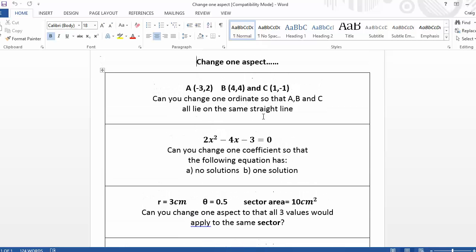And the best way to explain this is just to perhaps look at one. So let's take this first one here. You get 3 coordinates, and the challenge is, can you change one ordinate so that A, B, and C all lie on the same straight line? Now, here's what I like about this. That is such a simple statement, such a simple sounding challenge, but think of all the different ways students might go about this. Some right, some wrong.